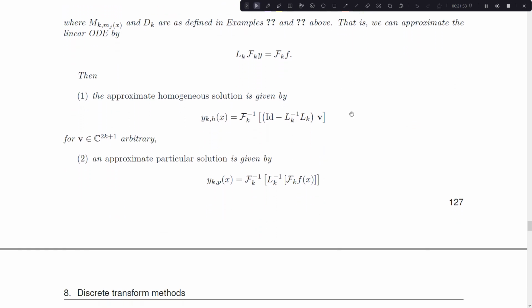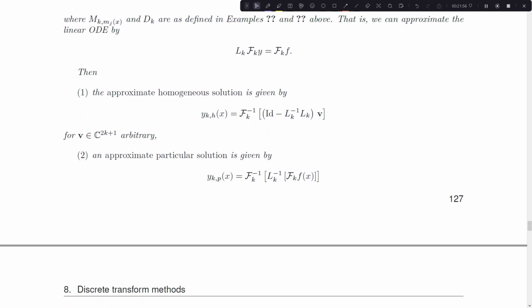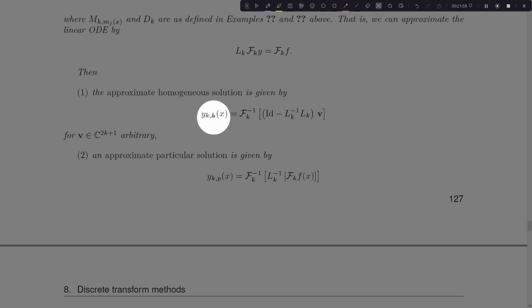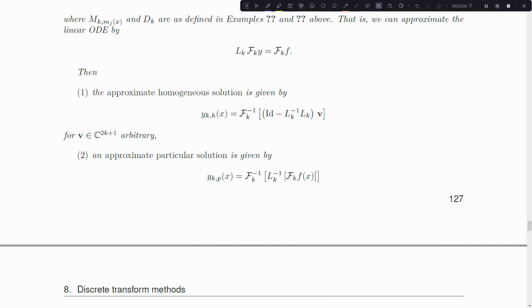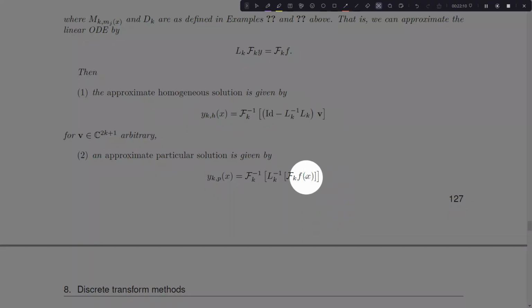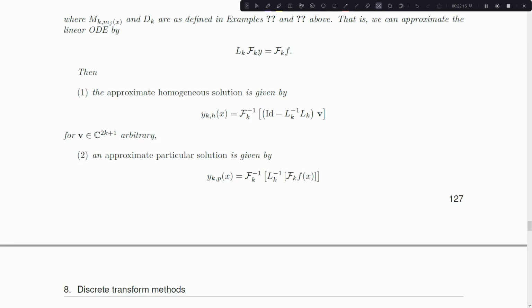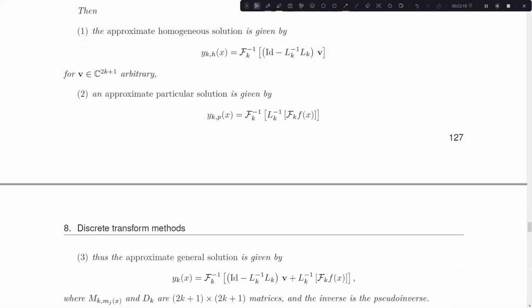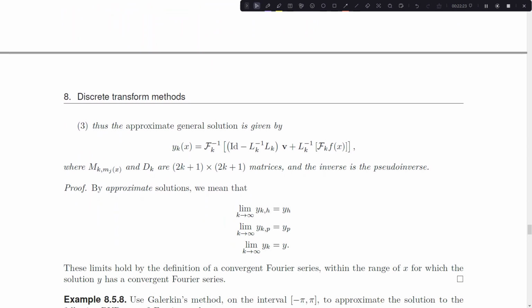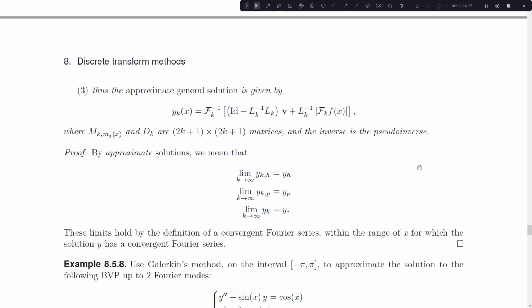And there you can see the same stuff I had before, where I have a homogeneous solution given by, well, we're going to act the identity minus the pseudo-inverse and see what that gives me on some arbitrary vector, because this automatically gives me the null space. And then this approximate particular solution is going to be given by what I've just drawn for you. And then the general solution you recover by adding them together. And by the approximate solutions, we mean the exact same thing we had before.